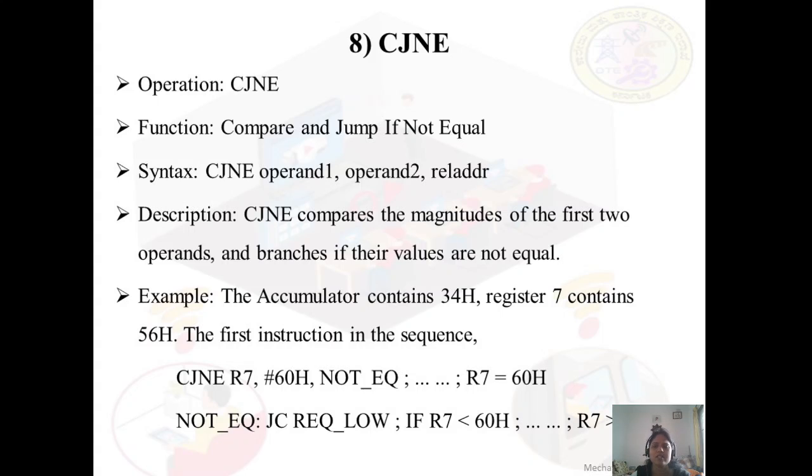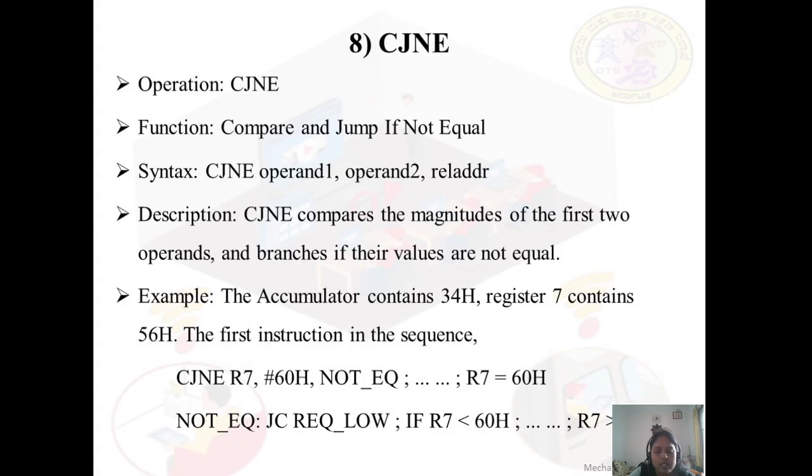The next instruction is CJNE. CJNE means compare and jump if not equal. First you have to compare, then if they are not equal, you have to jump. The syntax of CJNE is CJNE operand 1, operand 2, relative address. It compares the magnitudes of these two operands and then jumps if their values are not equal.